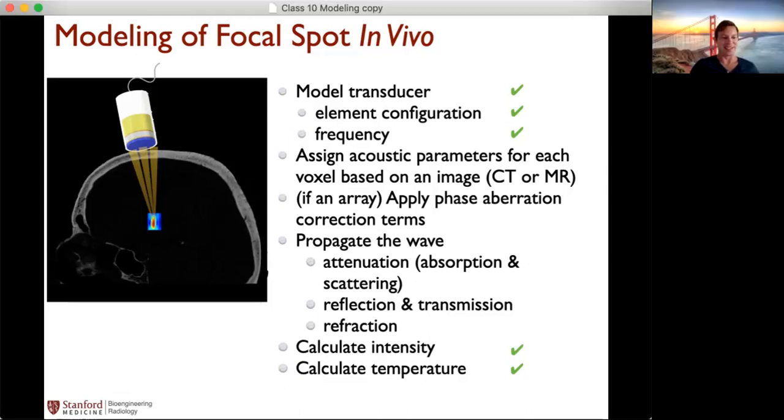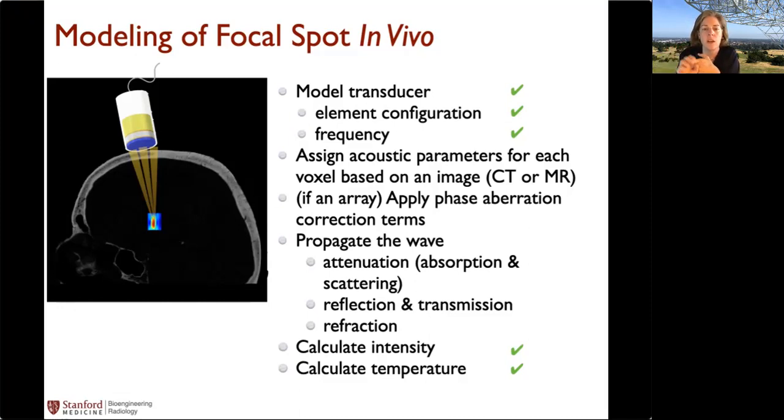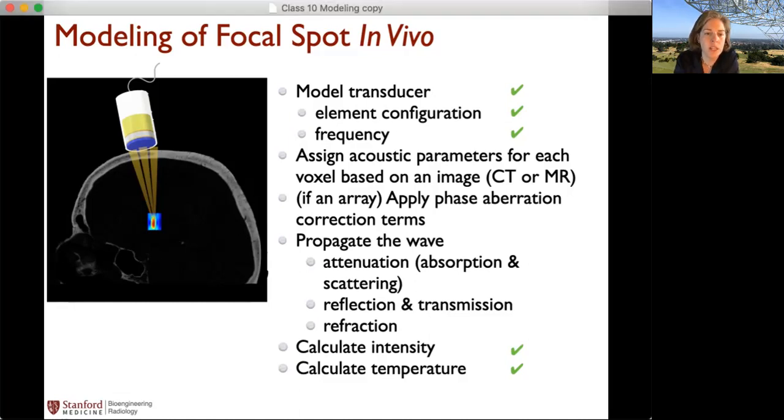All right. So remember, we have our transducer. We've split it up into multiple different elements, and then we're going to propagate the wavefronts through each and every voxel in our volume. And then in every voxel, we're going to have to assign acoustic parameters. And so we're going to need our speed of sound, and we're going to need our attenuation. So let's go through that.